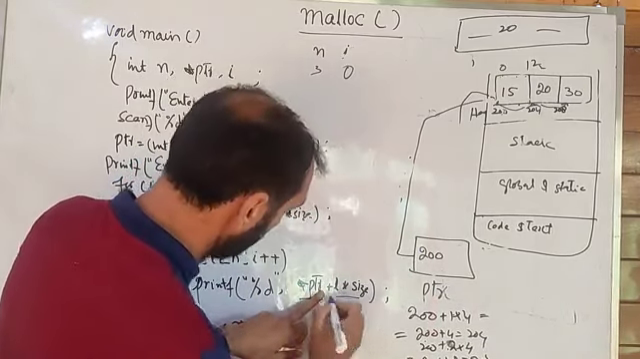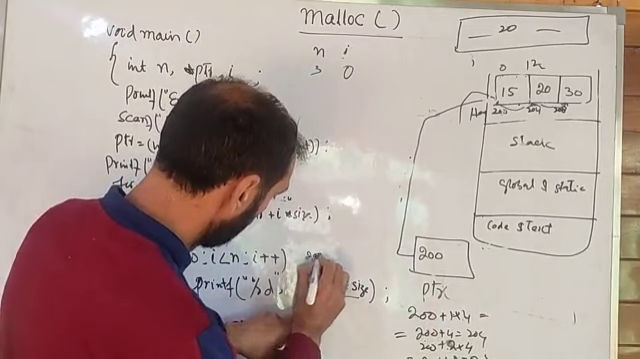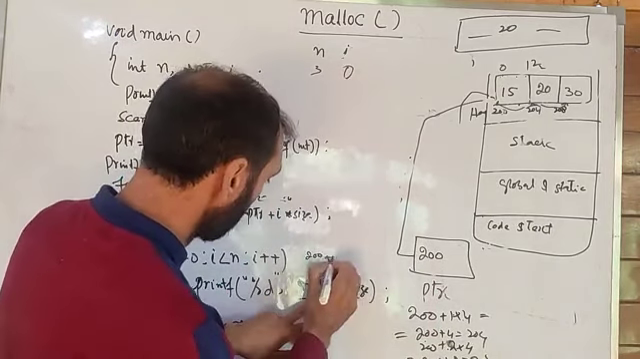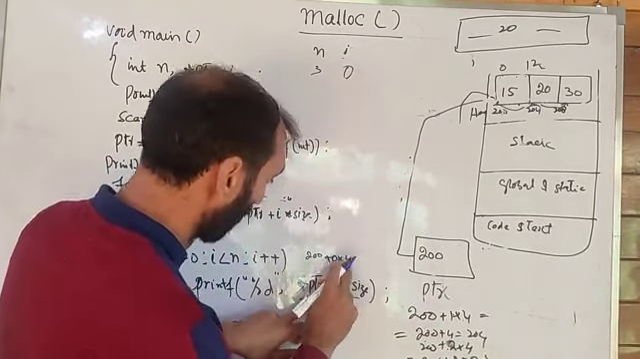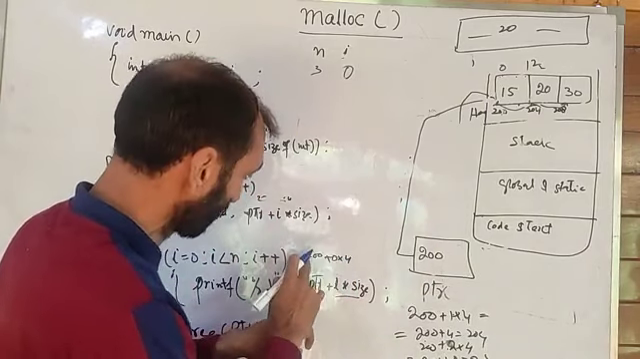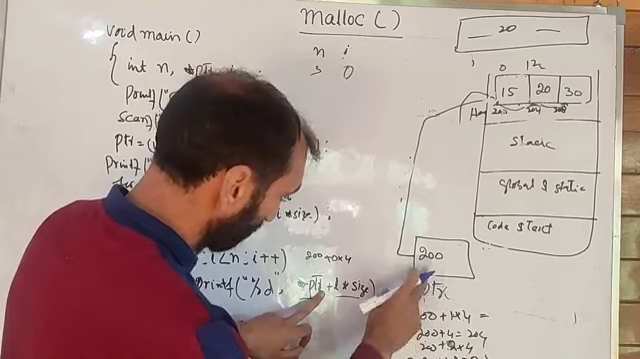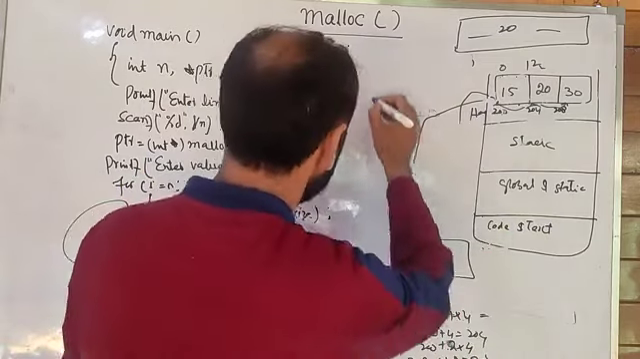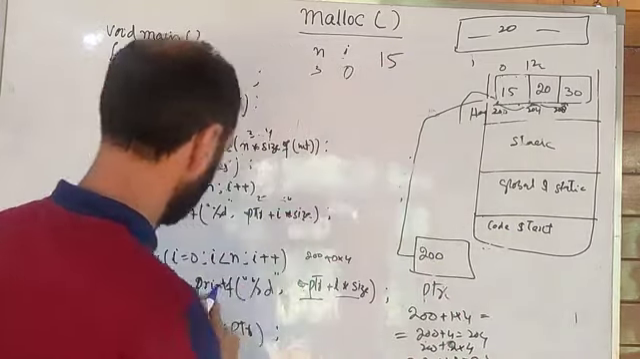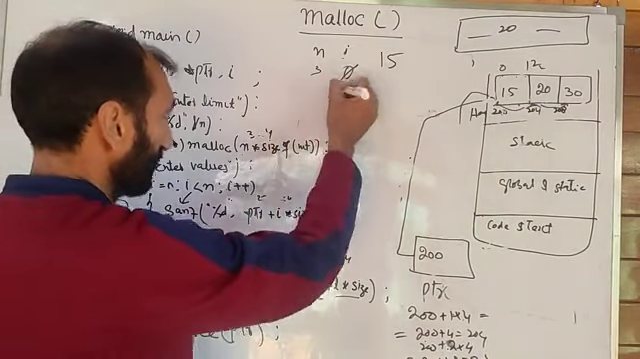What is the value at 200? First, it will get calculated here. 200 plus i, i is 0, size is 4. That means 4 into 0 equal to 0. 0 plus 200 is 200. And what is the value at this 200 location? That is 15. That means 15 will get printed by this. And now i plus plus, it will become 1.